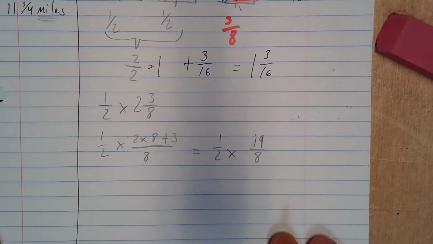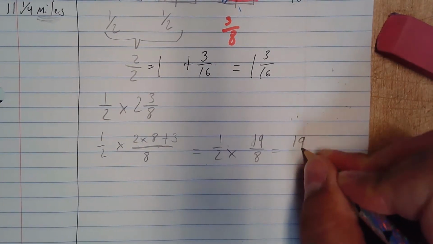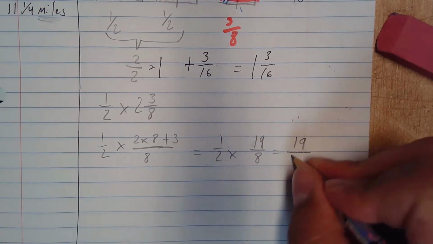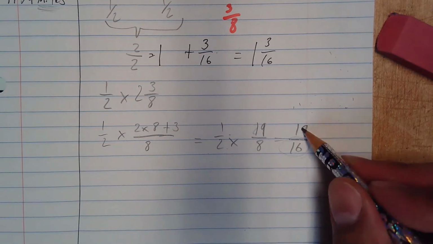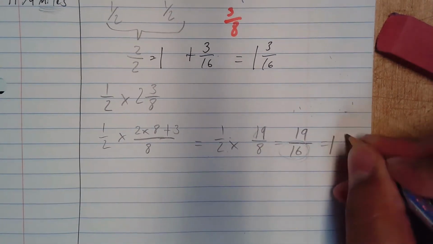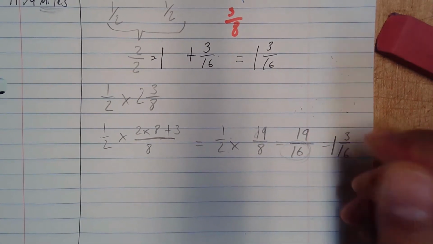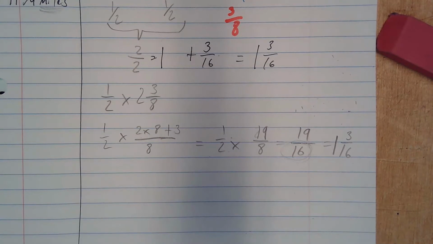Okay. Here we go. Numerator times numerator, 19 is 19. Denominator times denominator is 16. I'm making sets of 16. I have 19. I have 1 full set with 3 left over out of 16. And there we go. And that's the answer.